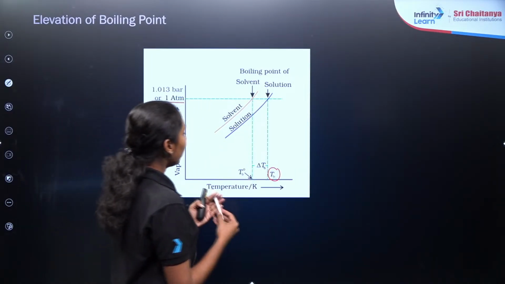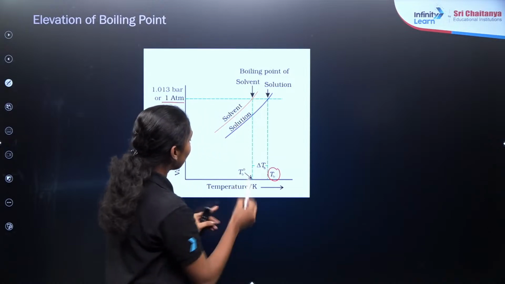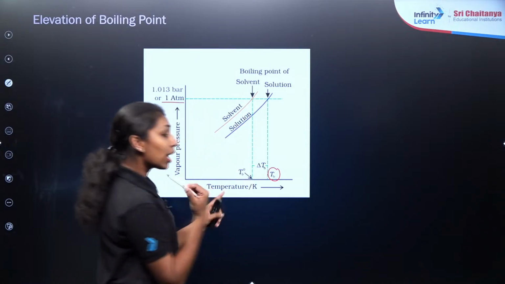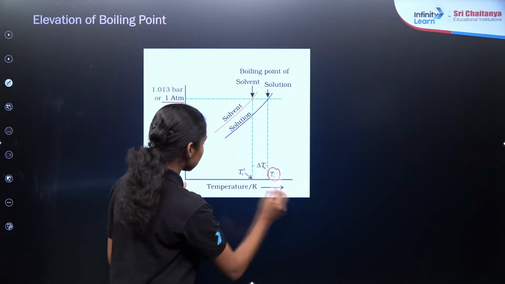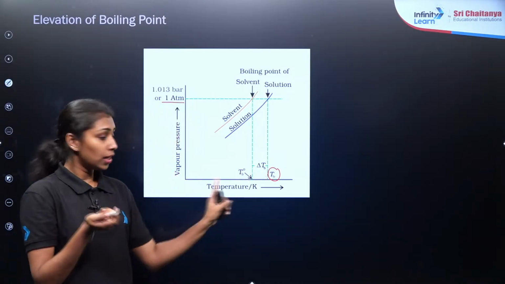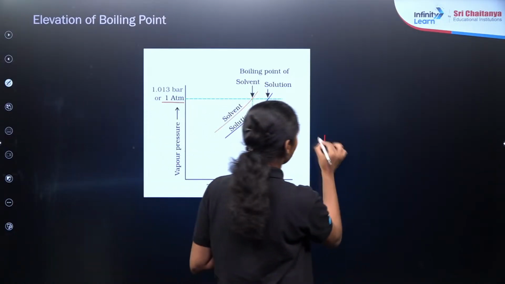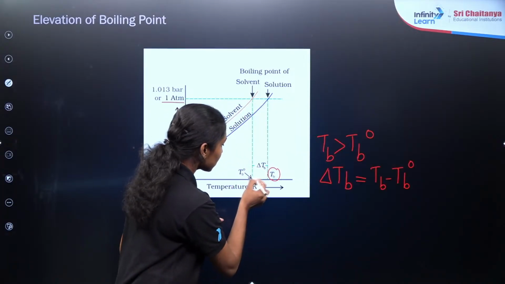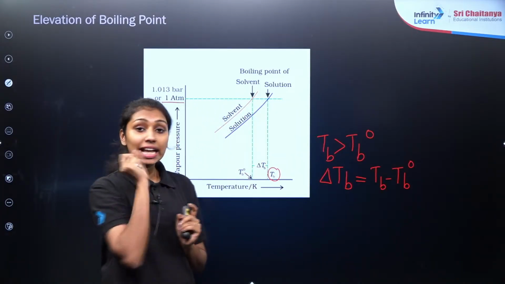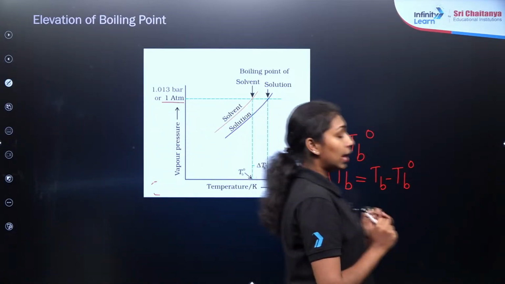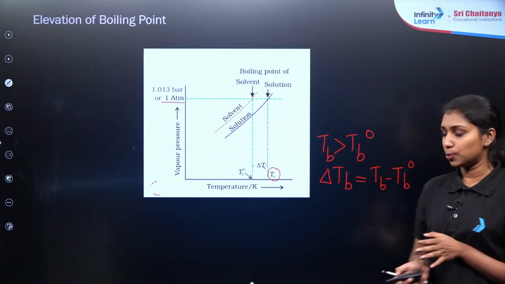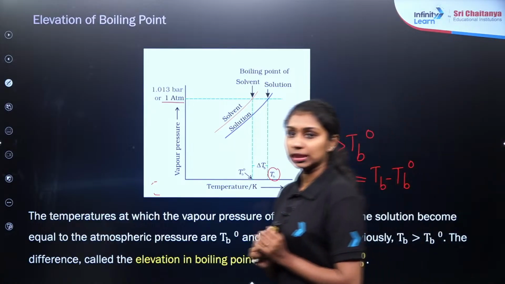As you are observing here, you may wonder whether TB0 is high or low. This is our temperature axis, and along the x-axis temperature increases, right? So TB is always greater than TB0. The difference between TB and TB0 is known as delta TB, or the elevation of boiling point of the solution. Clear?